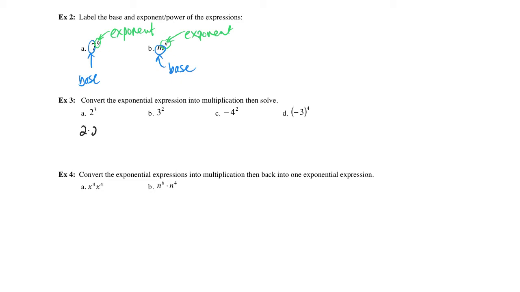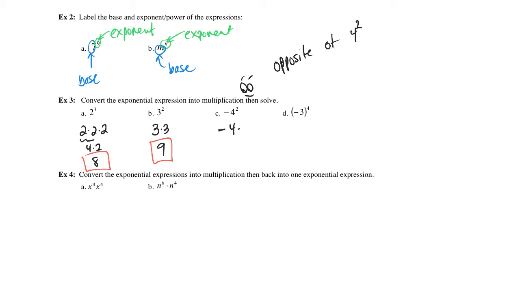So here, we can expand that out. 2 cubed means 2 times 2 times 2. So then we can simplify that. This is 4 times another 2. So that is 8. 3 squared means 3 times 3, and that's 9. Here's this one that we just looked at before. Negative, I would read this one as the opposite of 4 squared. So this one is negative times 4 times 4. So this one is a negative 16.